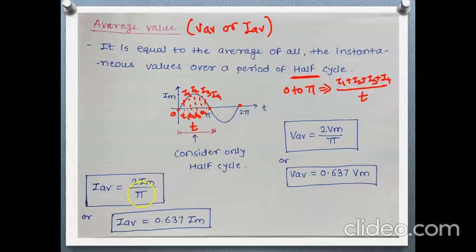Okay, and V average will be 2 into Vm upon pi, where Vm is again the peak value. And 2 upon pi is nothing but 0.637. So V average is equal to 0.637 times Vm. This is in the case of voltage. And similarly for current, I average is equal to 2 into Im divided by pi, which is I average equal to 0.637 Im, where Im is the peak value of current.